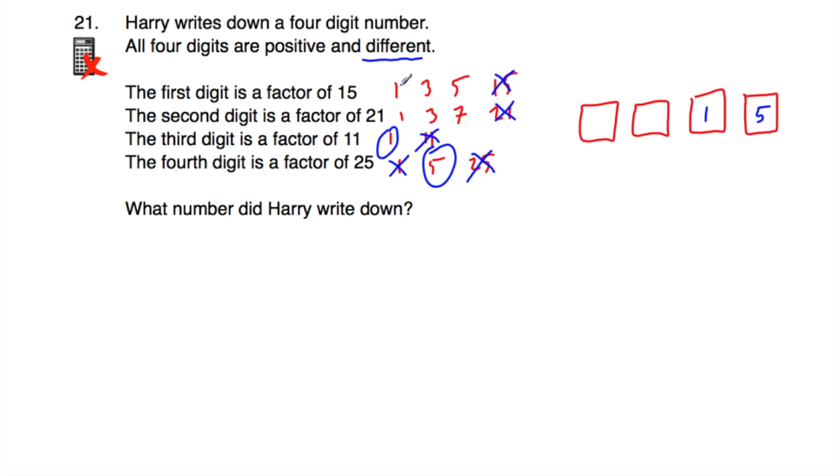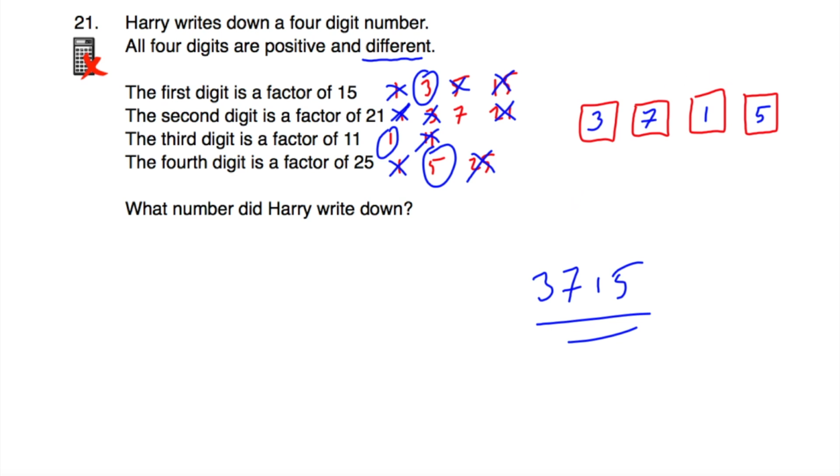Now if we go back up here, we've used 1 already, and we've used 5 already. So that means the first digit has to be 3. And then we've used 3. So if we look at the second digit, we've used 3, so it has to be 7. So Harry's number is 3, 7, 1, 5. And that's it. That's the number that Harry wrote down.